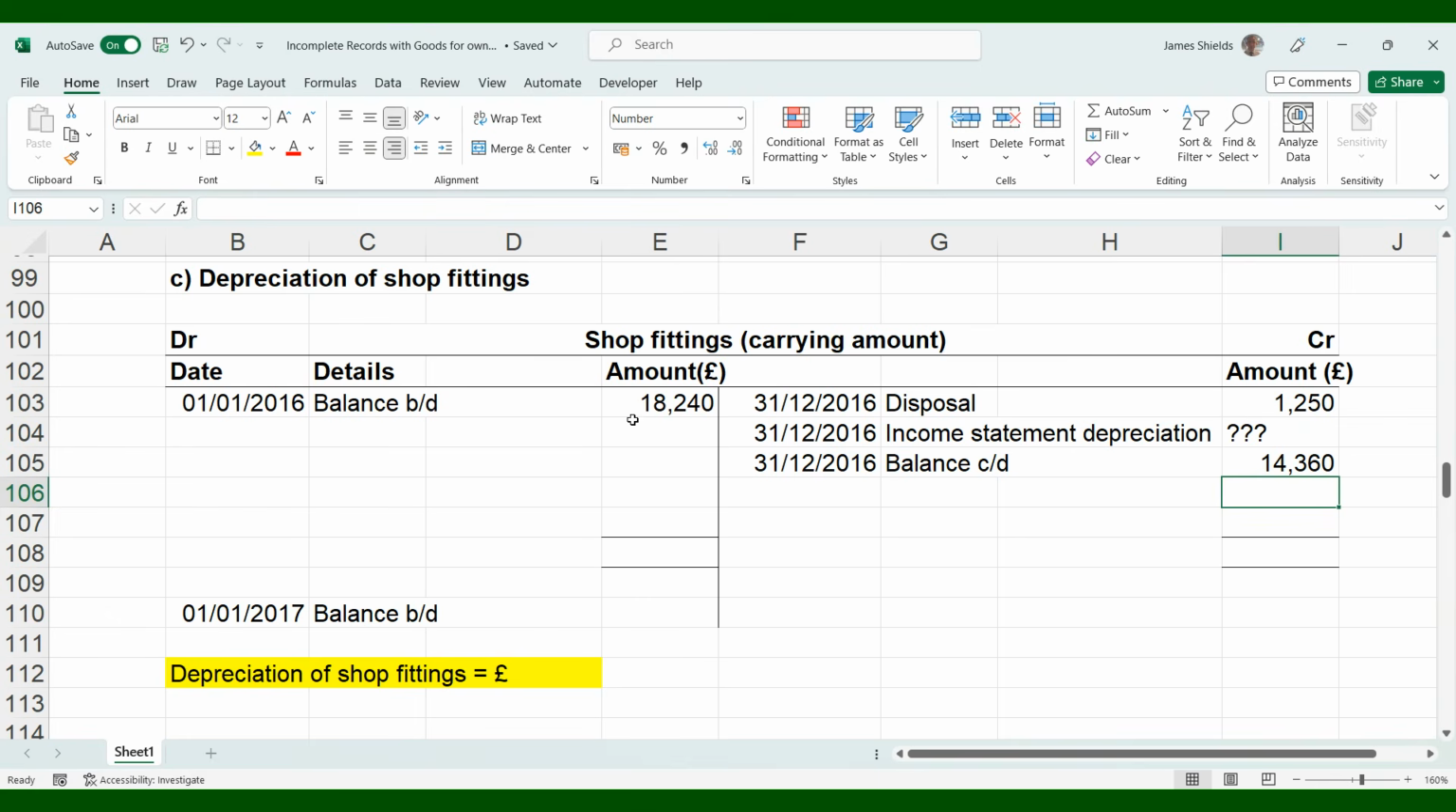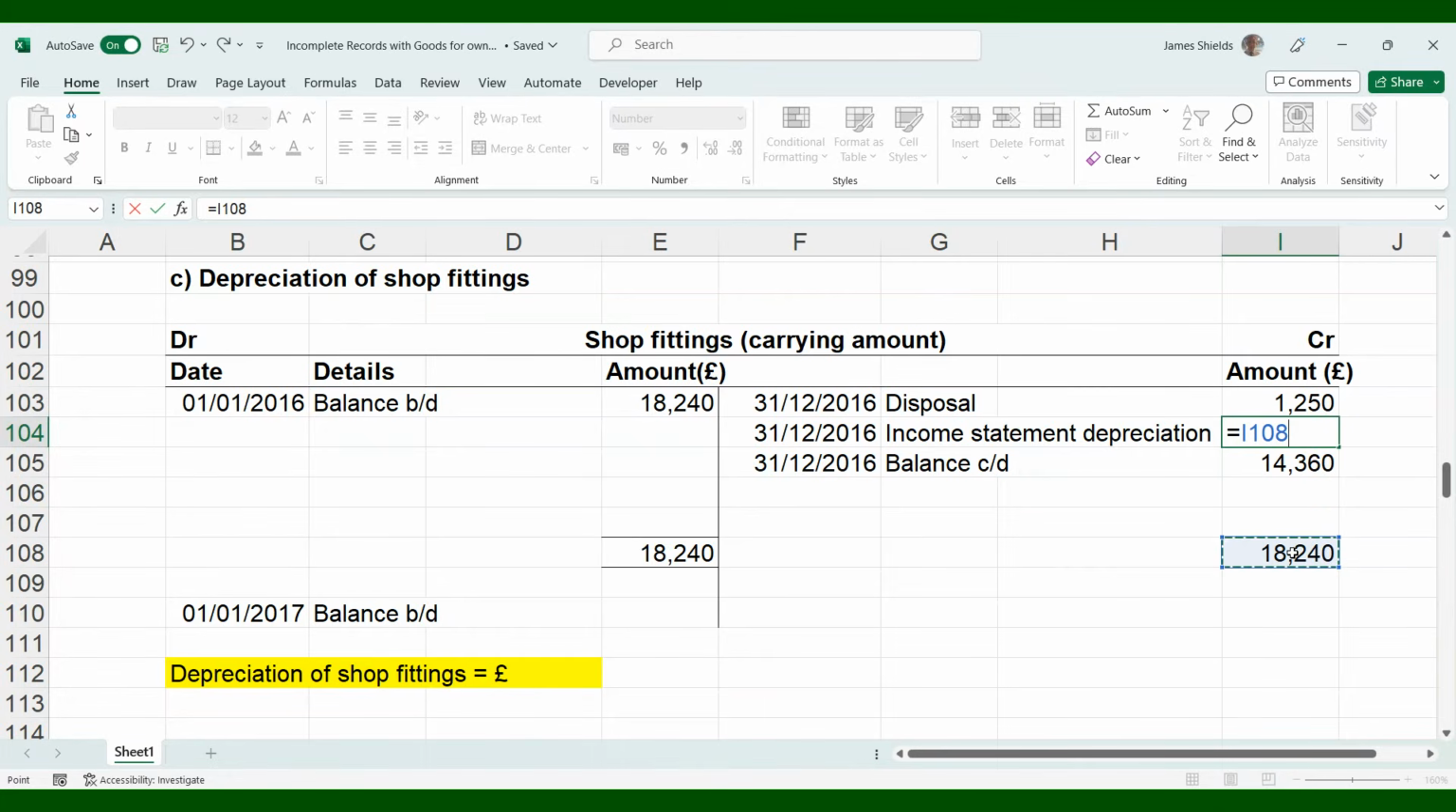So now we want to balance the account. So the debit side is totaling £18,240. The credit side must total the same amount. So our missing figure for income statement depreciation will be the £18,240. Take away the £1,250. Take away the £14,360.